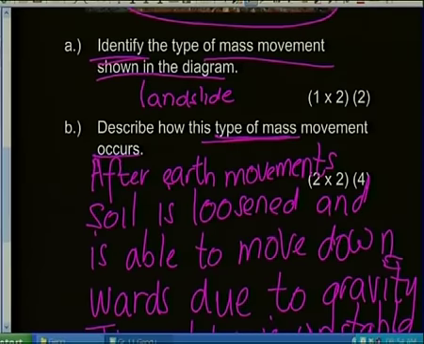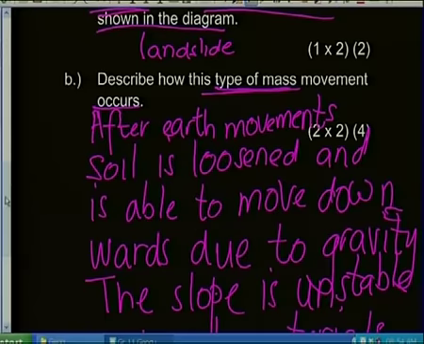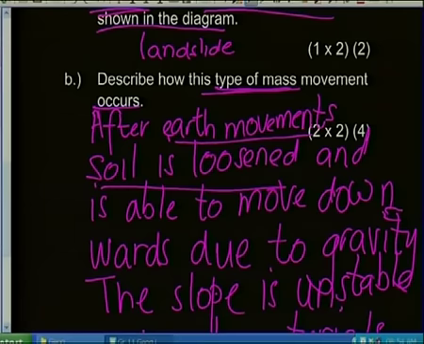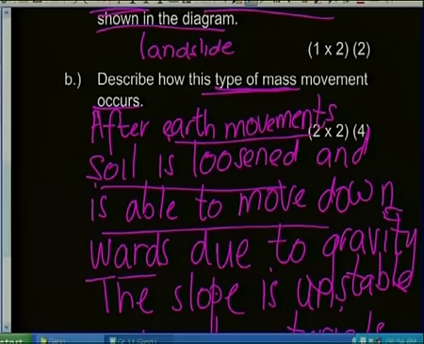Describe how this type of mass movement occurs. After earth movements, for example, we could have aspects like folding and faulting occurring below the surface, as well as tectonic movements. Soil is loosened. The loose fragments of the soil are pushed to the top of the bedding plane and are able to move downwards due to gravity.